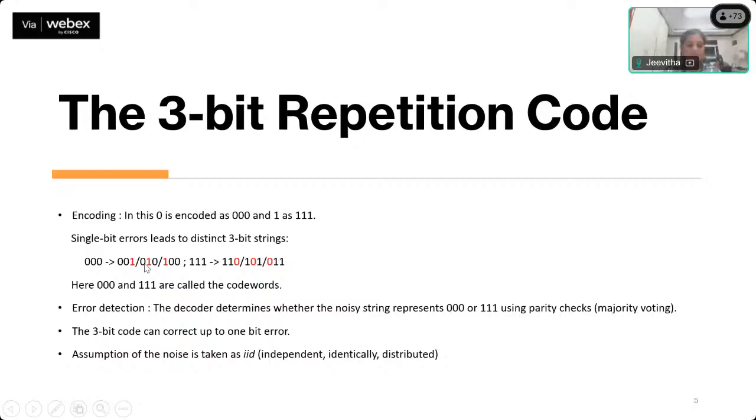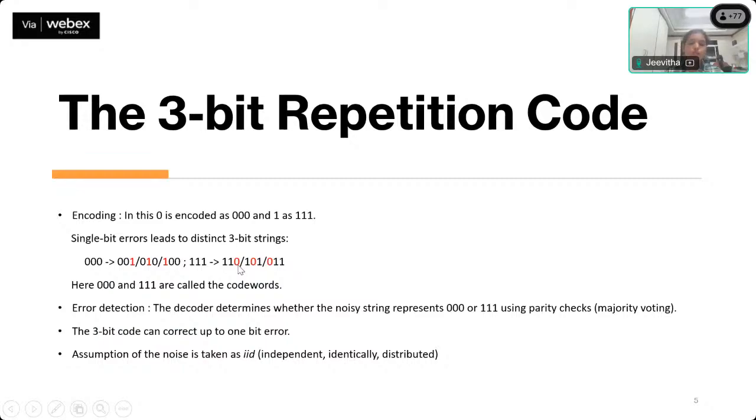Similarly, we do the same thing for the error which occurred in the second bit. Here also the majority is 0, and we flip the second bit from 1 to 0. And in the case of the 1 code word, the error has occurred in the third bit where 1 has flipped to 0. So we just flip the third bit back to 1 based on majority voting. As I told before, this 3-bit code can correct up to one error, because if 2 or more errors occur, this code obviously fails.